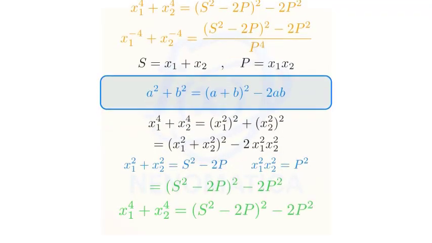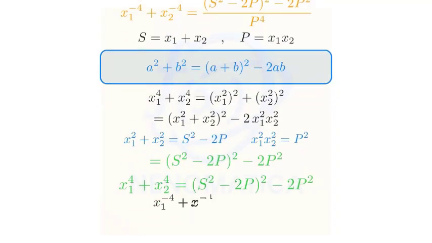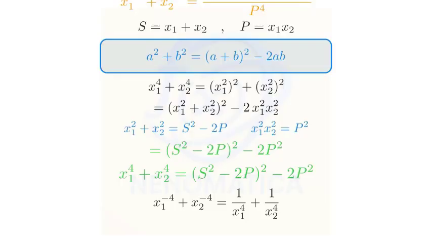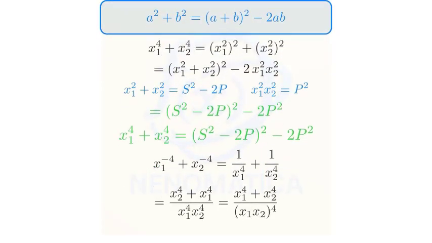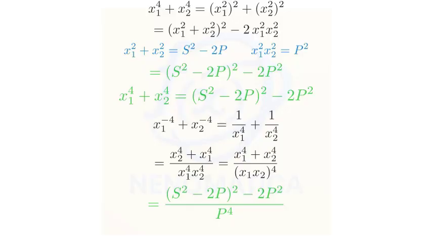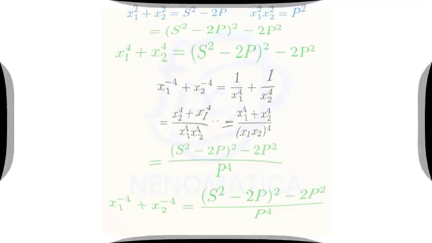Step 2. For negative powers, we rewrite using reciprocals. x1 to the minus 4 plus x2 to the minus 4 equals 1 over x1 to the fourth plus 1 over x2 to the fourth. Put the terms over the common denominator x1 to the fourth times x2 to the fourth, which is p to the fourth. Use the result from step 1 for the numerator x1 to the fourth plus x2 to the fourth. That completes the second identity.